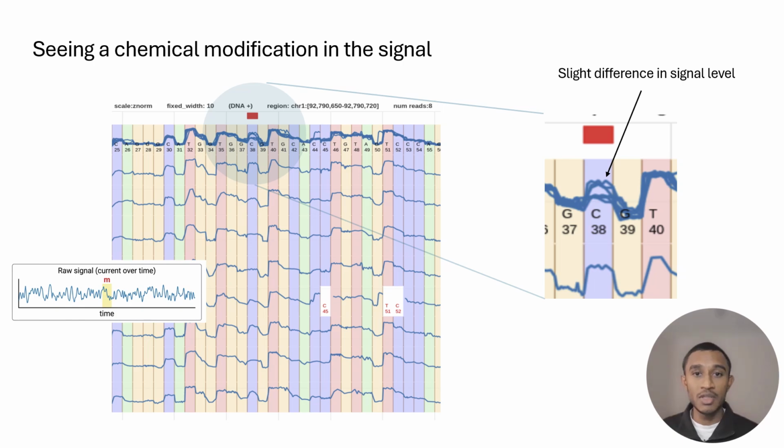And in the signal, you can see it. The signal traces are clearly different. This is something that was inaccessible before, but it is real, it's visible, and it's useful.